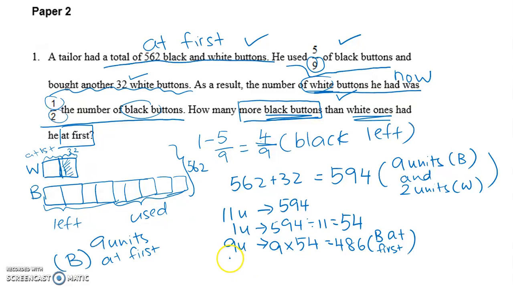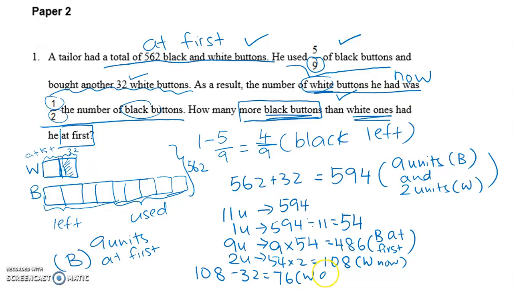And then these 2 units is actually 54 times 2. If you work it out, you should be able to get 108. But this 108 is the white buttons now, because now it's 2 units. So we need to take away the 32 that he bought. 108 minus 32 equals 76. So this is the white at first.